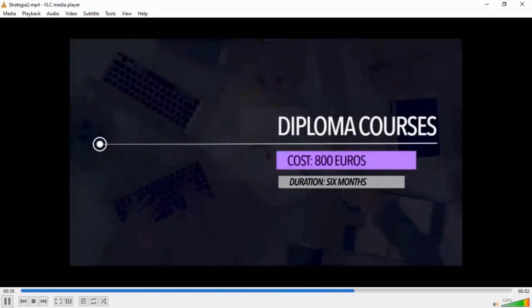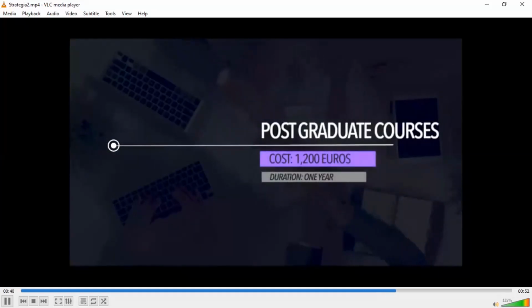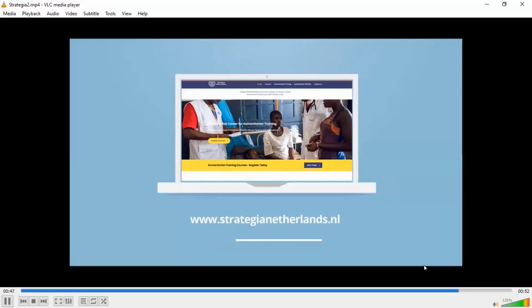The cost for diploma courses is 800 euros, while postgraduate courses cost 1,200 euros. Visit www.strategianetherlands.nl for more information.